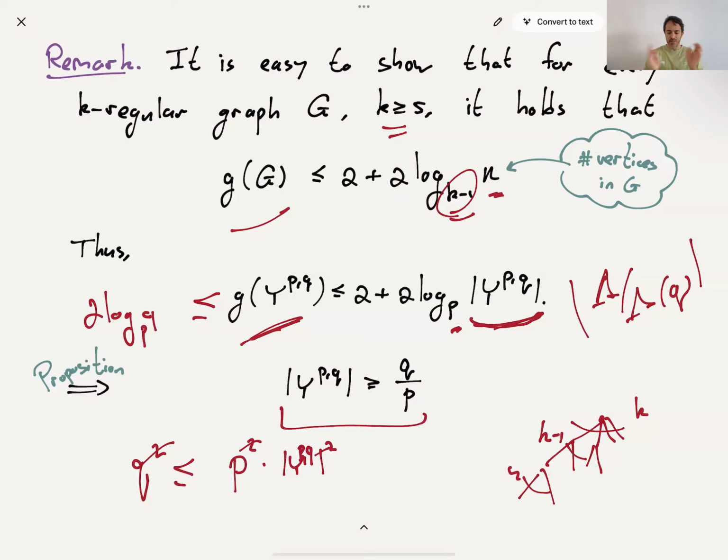Okay, so we will need both that the graph is somewhat large, and using that also the fact that the graph is not too small. Other than that, we won't care about the graph anymore.